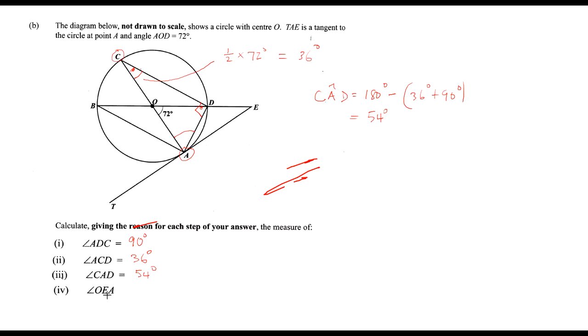Now we want to get angle OEA. So we have another triangle here. We also know that TAE is a tangent to the circle. So therefore angle OAE is 90 degrees. So this is 90 degrees here.